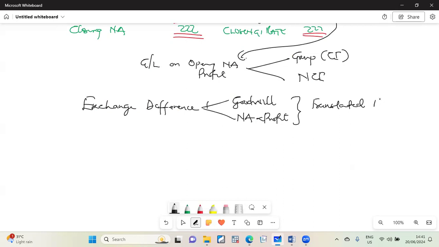Translated reserve. That is the name. And that will be under the equity side of your SoFP. So you don't add it to retained earnings. No, you don't do that. It will go to the group translated reserve. All right, so this is it. This is all you need to know.